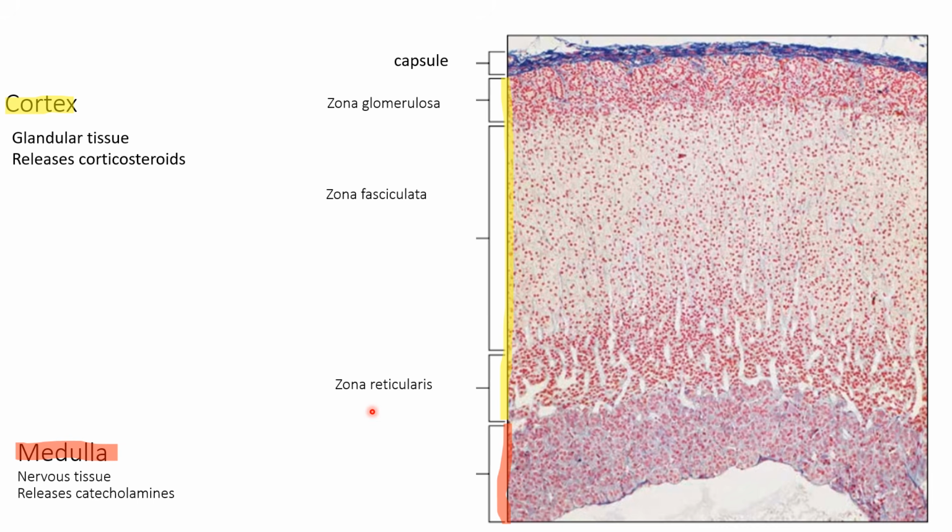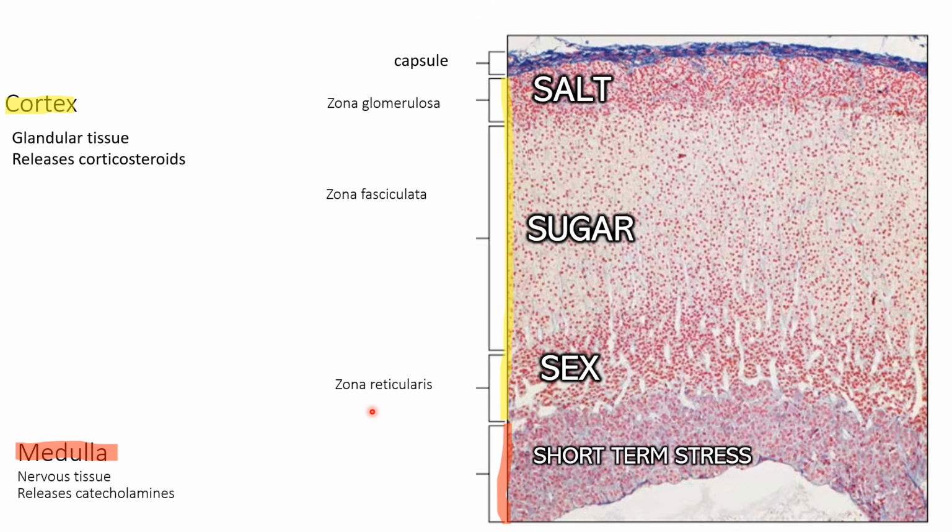So that will help you remember the order of the layers, and to help you remember the types of hormones from each, you're going to remember salt, sugar, sex. Salt, sugar, sex for the first three. Short-term stress for the medulla, because like I said, those are your fight or flight hormones. Adrenaline, more common, the more proper term is epinephrine, norepinephrine.